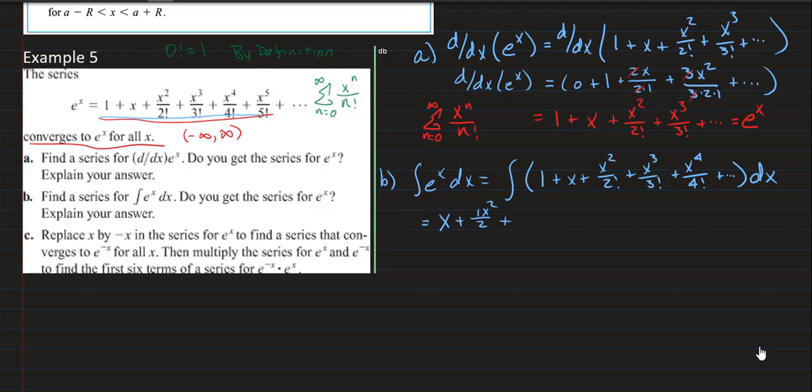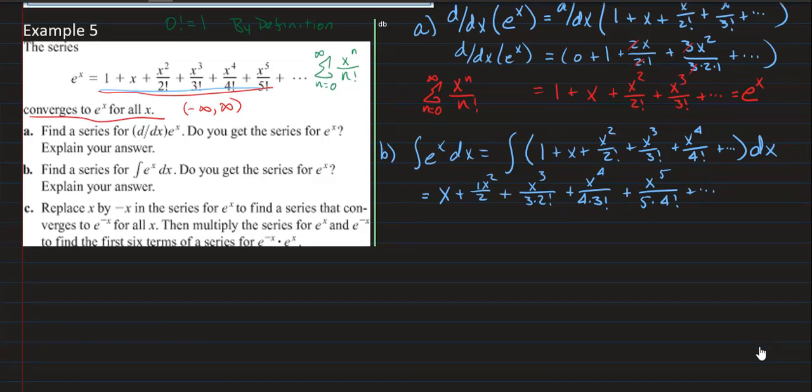What do I get when I integrate x squared? Well, we're going to add 1 to the exponent, divide by the new exponent. And when I integrate x cubed, I'm going to add 1 to the exponent, divide by the new exponent. And when I integrate x to the 4th, I'm going to add 1 to the exponent, divide by the new exponent, but there's a constant of 4 factorial down there already, and leave that alone. So since there's no bounds on this integral, I've also got to put plus c.